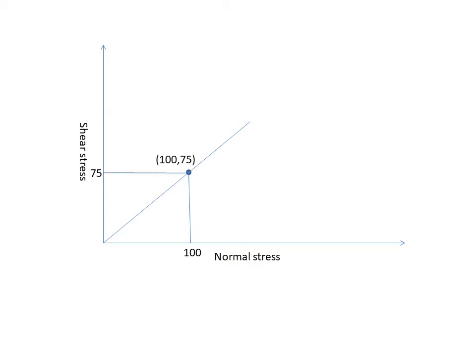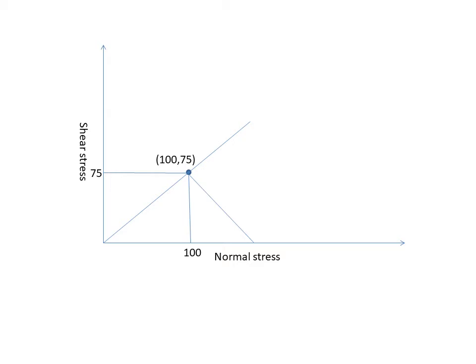So how do I draw that? I draw a perpendicular line from this point to a point on your x-axis. So I draw a perpendicular line from the point to the x-axis. My aim is to draw a circle which is tangential at this point.